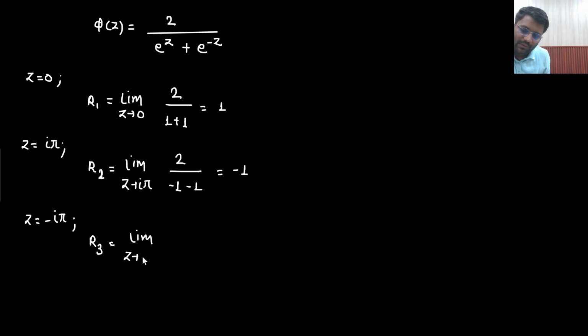What it will give you? E to the power iota pi. This will give you minus 1, right? It will give you minus 1, and this will also give you minus 1. Answer is minus 1. And what about z equals to minus iota pi? So this was your R2, R3. So limit z tending to minus iota pi, 2 divided by, if you put minus iota pi, it will give you the same result. Answer is minus 1.